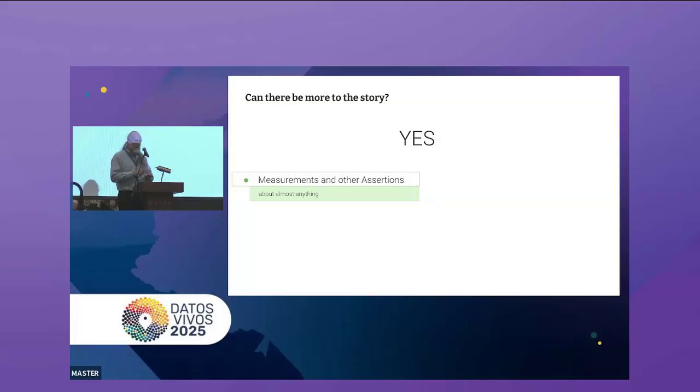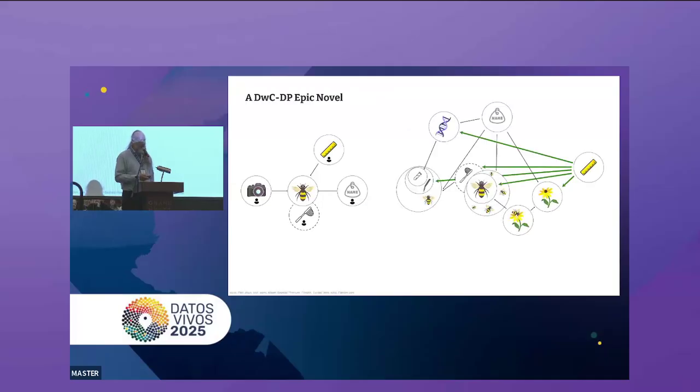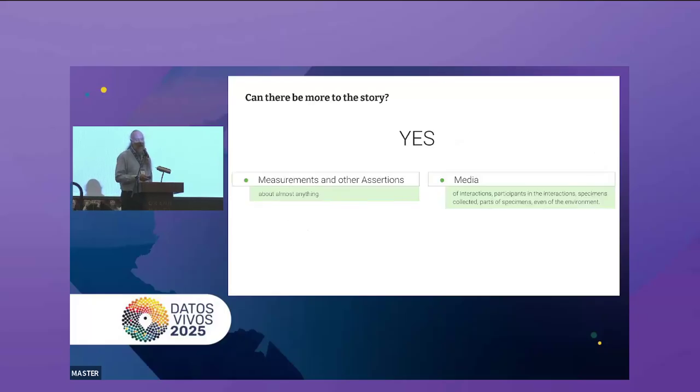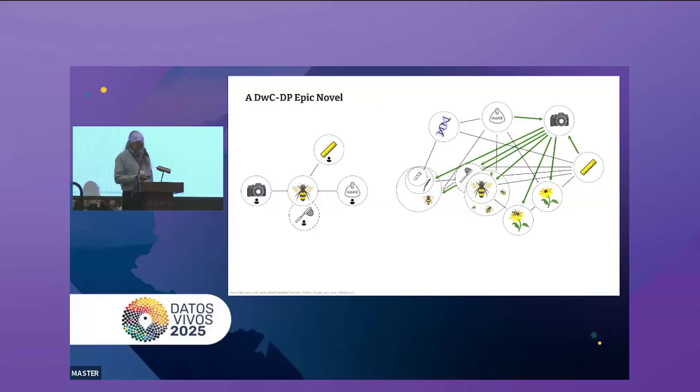So, can there be more to that story? The answer is yes, as you might have guessed. We can make measurements or assertions about anything. So that adds this to the model. Can there be more? Well, yeah. We can have media. We can have media about just about anything. So that adds all of these arrows to the model.